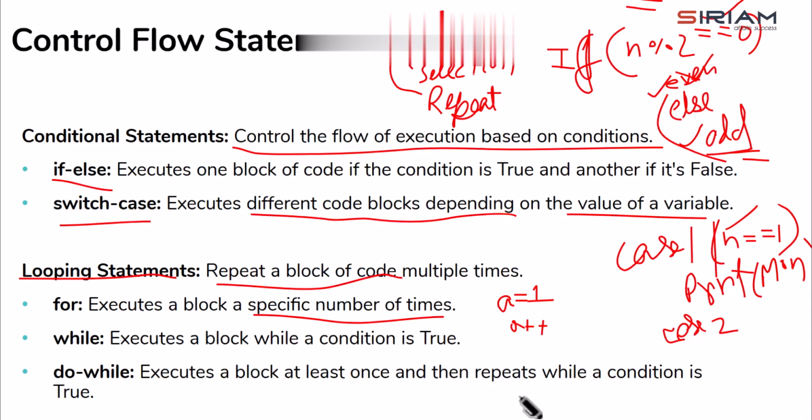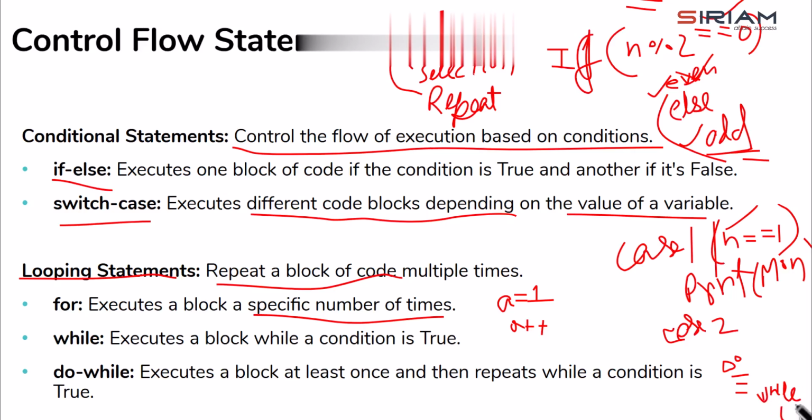After writing do, there will be some statements to be executed. And after the statements, at the last, we'll have the while, right? And in that while, some condition will be given. So first of all, the first execution will happen without checking the condition. This code will get executed at once.